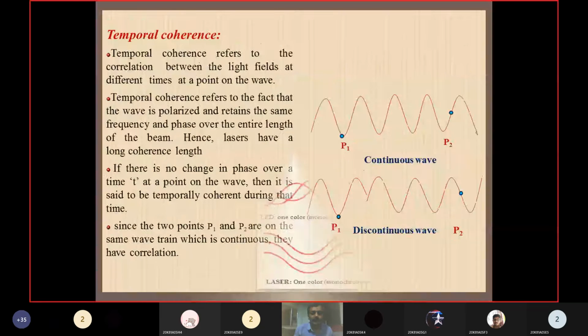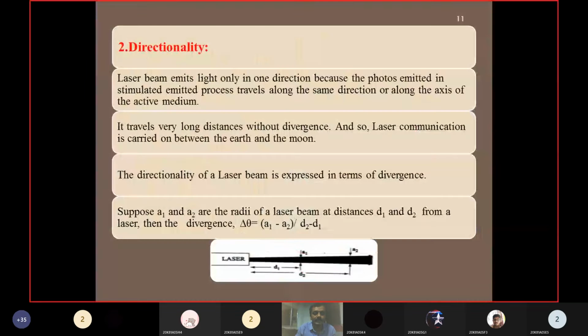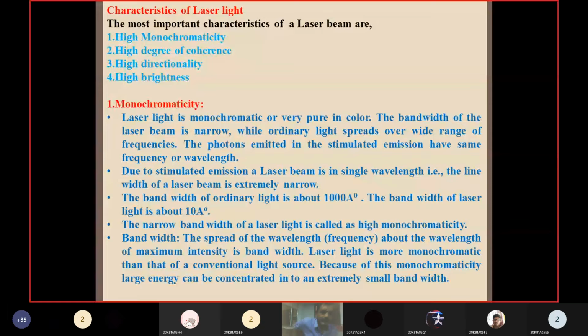Okay. So yesterday we discussed the introduction of laser. Today we will start with the characteristics of laser. These are the most important characteristics of the laser. Compared to ordinary light, these four characteristics separate laser from normal light.